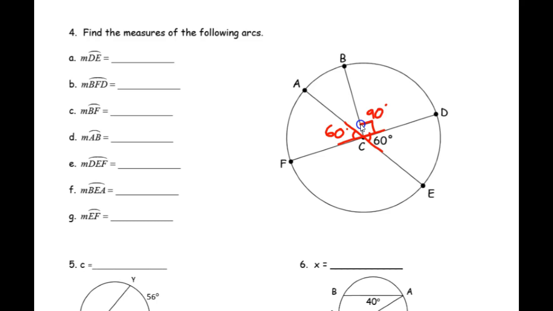Another thing we notice, FCD is a straight line of 180, so that means that FCA and ACB together must make 90 degrees. Okay, so if I'm going to look for ACB, I'm going to do 90 minus 60 to get 30.